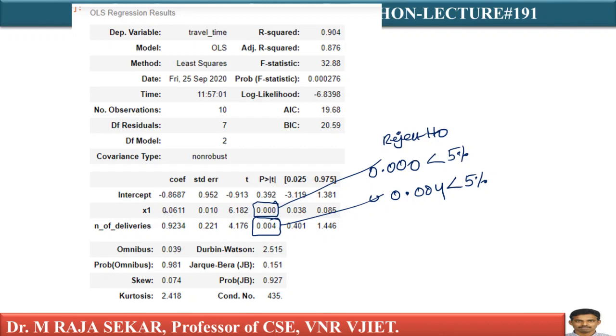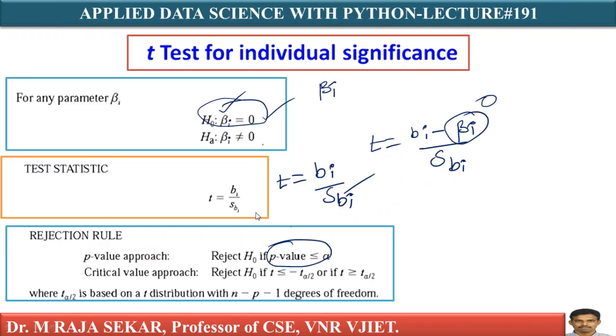It means there is a relationship between the dependent variable and x1, and there is a relationship between the dependent variable and number of deliveries, isn't it? This is the p-value approach. Even if you want, you can test by using the t-value approach, the critical value approach. What it says: reject H naught if t is less than or equal to minus t alpha by 2 or t is greater than or equal to t alpha by 2.